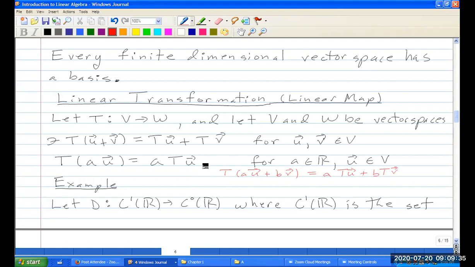If and only if, so these are equivalent. Sometimes I'll do linear transformations this way, sometimes I'll split it up into those two. It depends on my mood. So what's an example of a linear transformation?